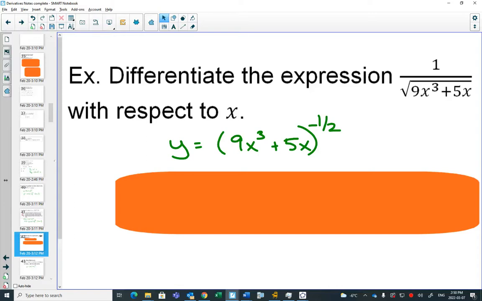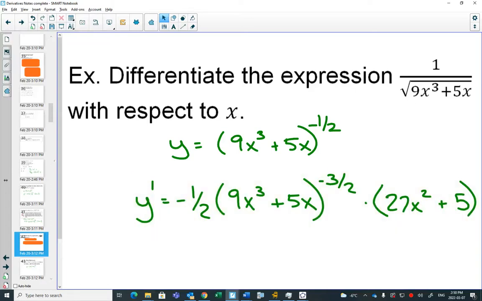And then, once you've changed it to the negative 1/2, outside function, bring that negative half in front, subtract 1 from the exponent, get negative 3/2. Then your derivative of the inside, 27x squared plus 5.